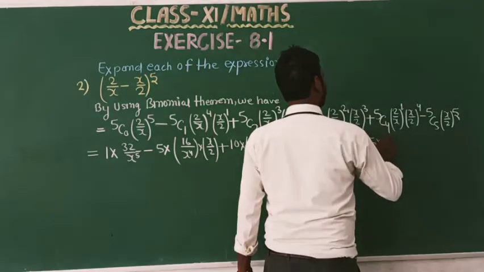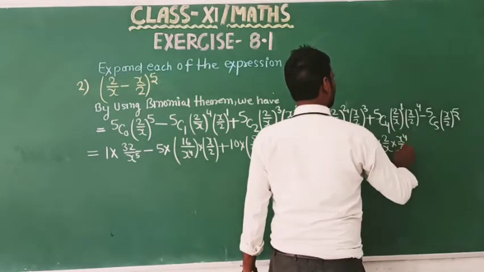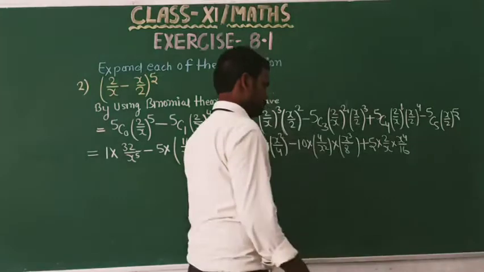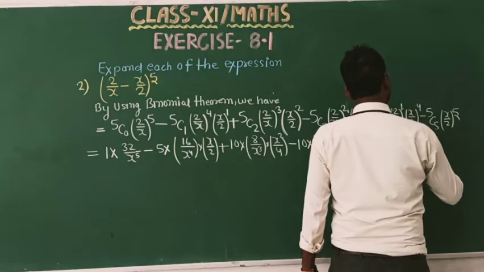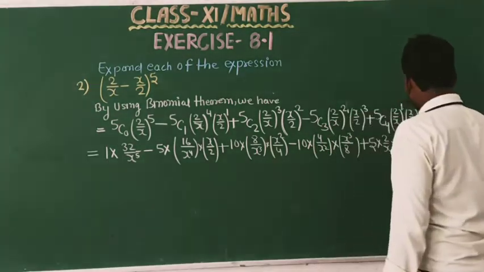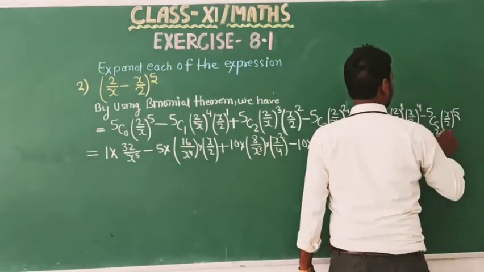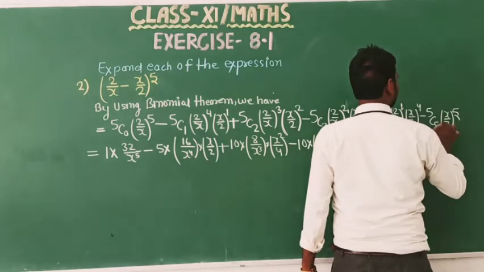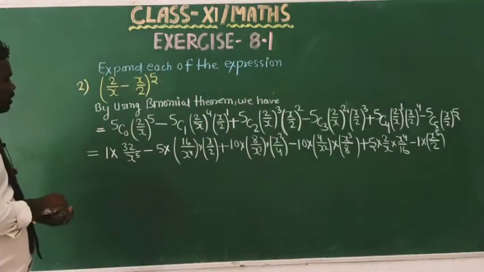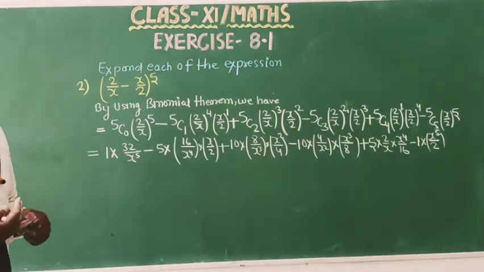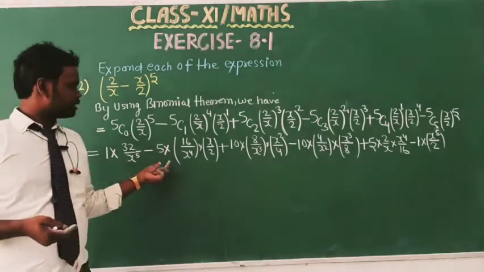plus 5C4, the value of 5C4 is 5 and this is 2/x into x^4/16, minus 5C5, the value of 5C5 is 1 and this is x^5/2^5. Okay, so now reduce some terms in the expression.